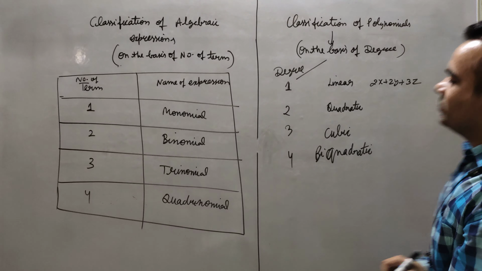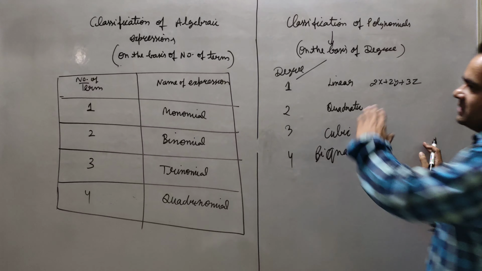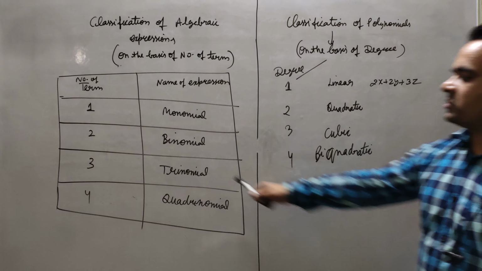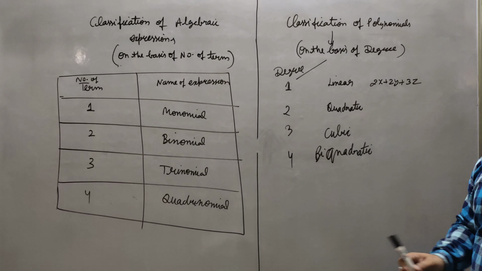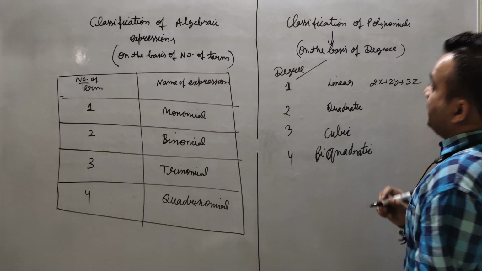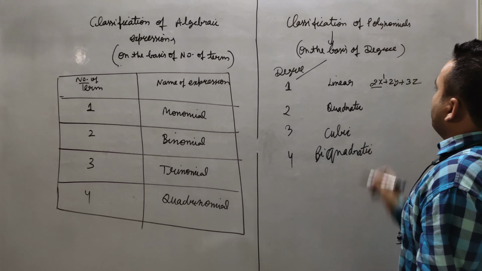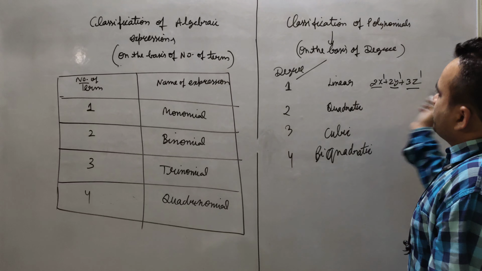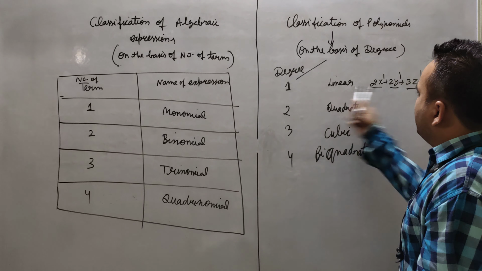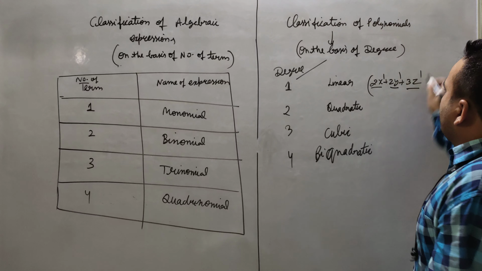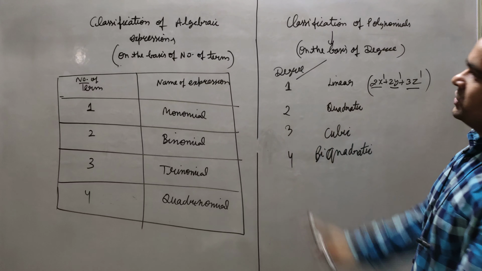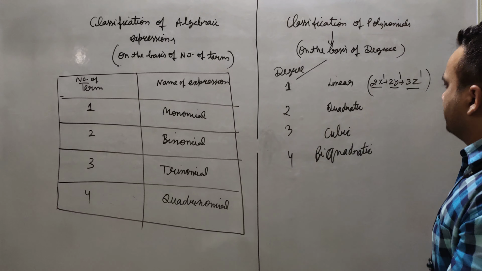Now, class, if I just give the name on the basis of this category, what is it? It is trinomial, because there are 3 terms. But if I see on the basis of degree, in each term the maximum power is 1. So the degree is 1, so the name of this particular polynomial is linear. Now you can understand the difference between this type of classification.